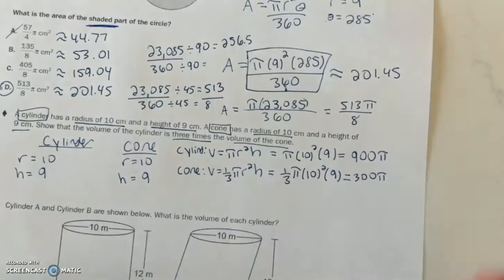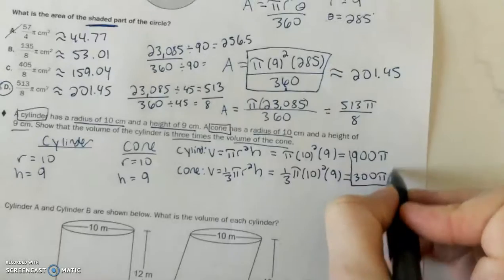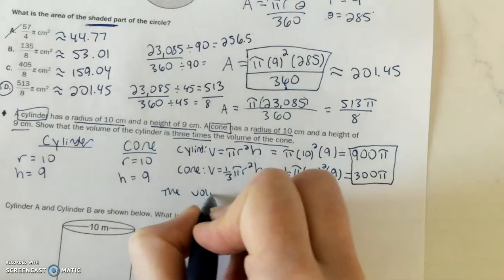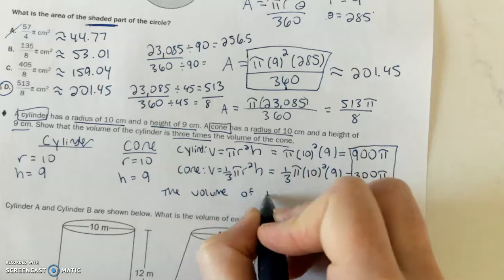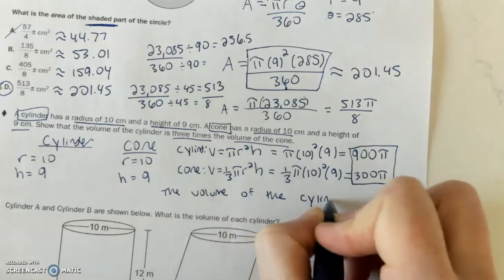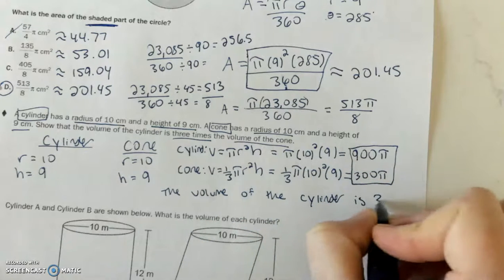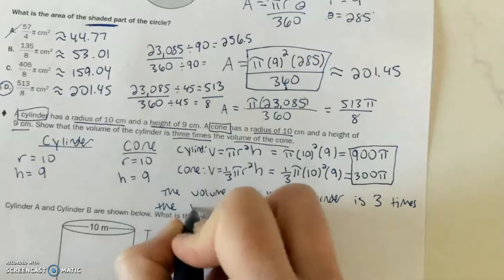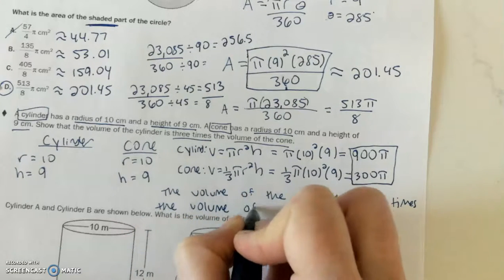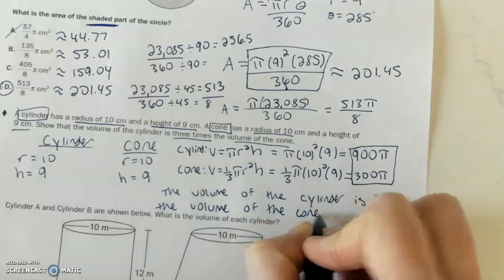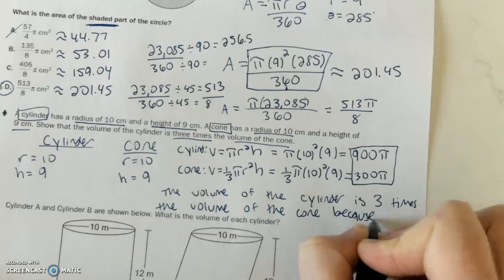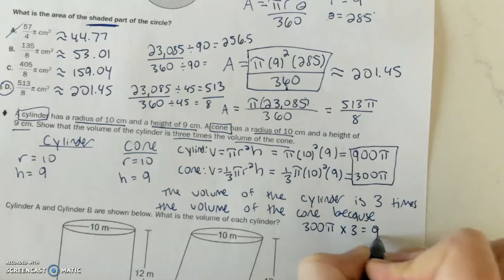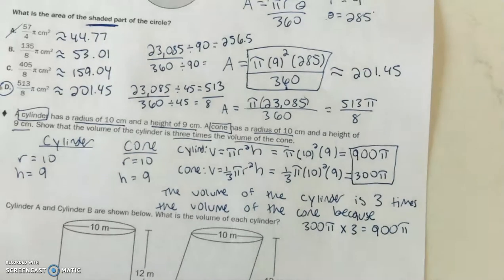All right, so here are two answers for the cone and the cylinder. The volume of the cylinder is 3 times the volume of the cone, because 300 pi times 3 is equal to 900 pi.